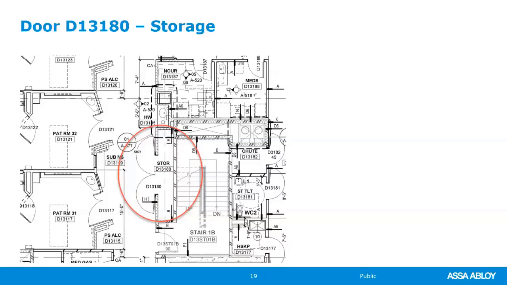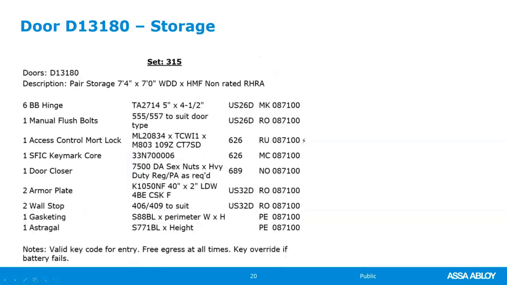Okay, this storage area is a very small storage, but it's a pair of doors, and we're going to take a look at this. There is no fire rating. There's no card access. There's nothing funny about this opening. We'll take a look at the hardware set. It is a pair of doors that are 7'4" by 7 foot wide, so they are a little wider than normal. Wood door by hollow metal frame, non-rated. Here is the hardware set.